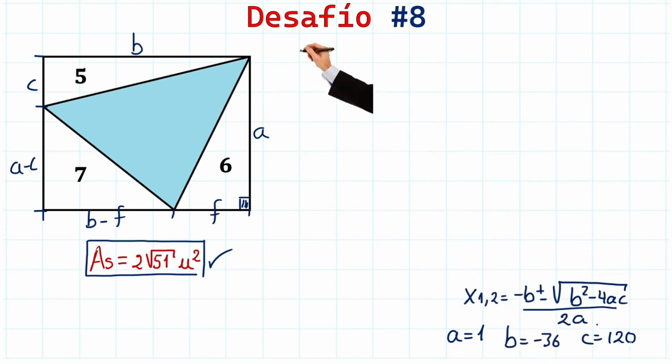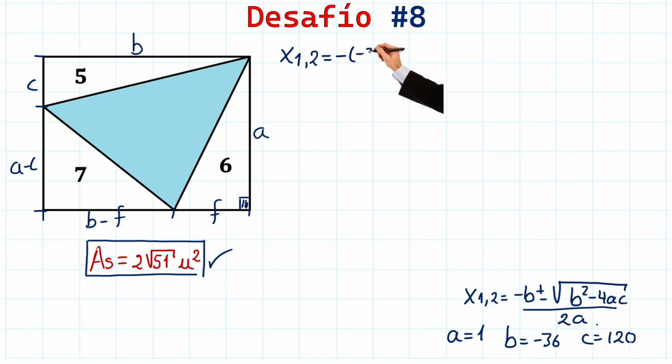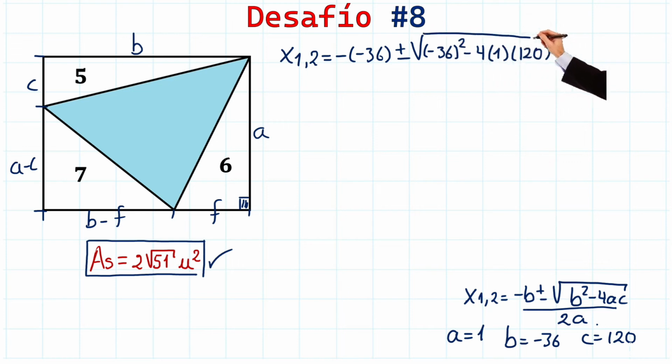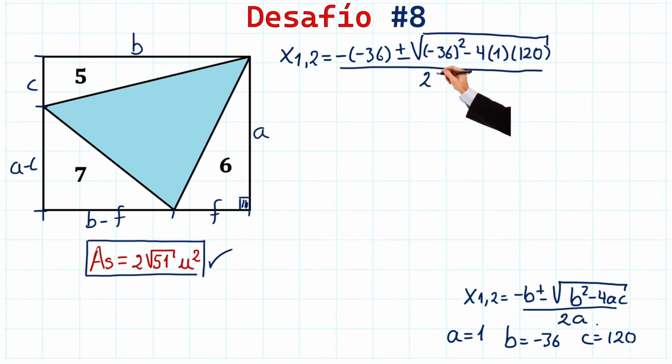Alright, let's continue. We have x, which is going to be equal to minus b, but b is negative 36. So we have here minus negative 36, plus or minus the square root. We are going to leave it open. B squared, which is negative 36, so we would have negative 36 squared, minus 4 times a, and a is 1 and c is 120. So 1 times 120. All of this inside the root and all of this over 2a, but a is equal to 1.